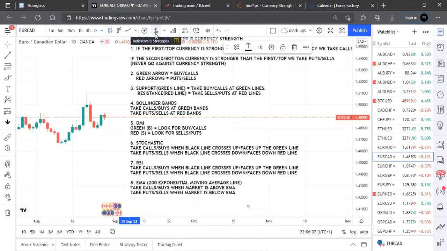So do we all understand the 8th confirmation? Take calls or buys when the market is above the EMA. Then take puts or sells when the market is below the EMA. That's the simple explanation. It's very, very straightforward, right? So just pay attention to the basics. You need to understand the basics before you start going deeper into any other thing. It's this basic thing that you need to understand at first.